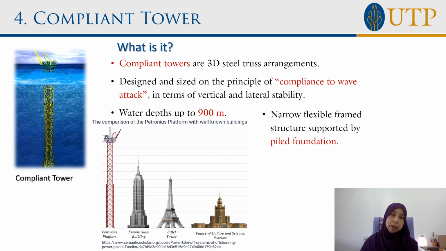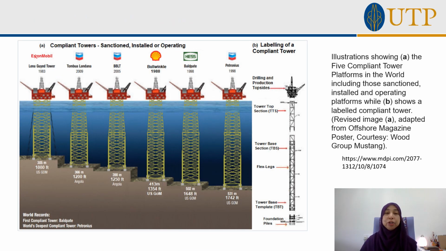Number four, compliant tower. It's just like a tower, a strong, standing tower, but very, very tall. It is a 3D steel truss arrangement. It is designed to withstand any movement of the waves, vertical or lateral, and normally you can place it in a slightly deeper location, around 900 meters. So it's even taller than the Eiffel Tower, you see. And this is how different oil production companies have evolved the height and depth of compliant towers according to different depth and timeline.